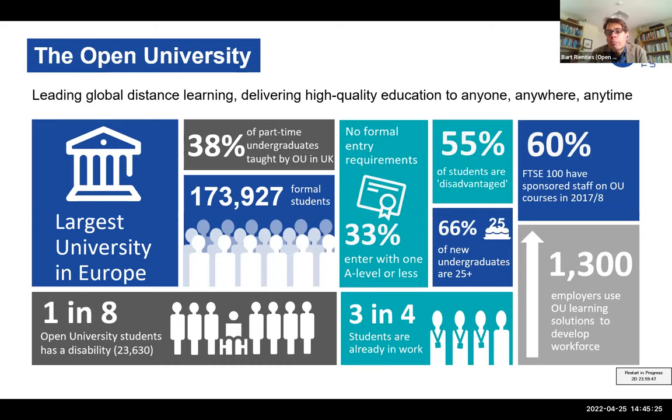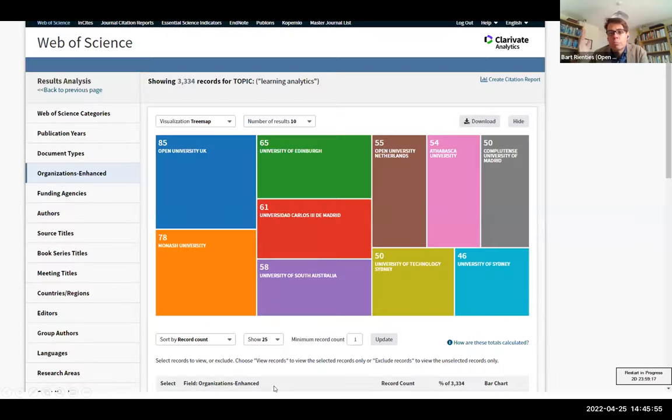We have a lot of students who are already in work. A lot of our students come from disadvantaged backgrounds, and I guess it's quite similar to what we found at UNISA. If you have students from lots of different backgrounds and lots of different needs, how do you make sure that you can actually support them? One way is to use data to see which students may or may not need a little bit more support. I guess that's one of the reasons why, according to Web of Science, we're apparently number one in terms of publishing, because we have a large institution, but we also have lots of problems, if you like. That's why I think it's really useful to use learning analytics.